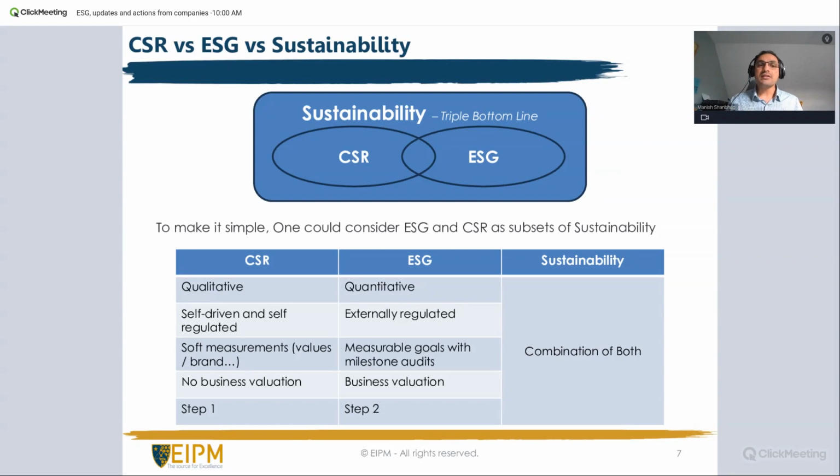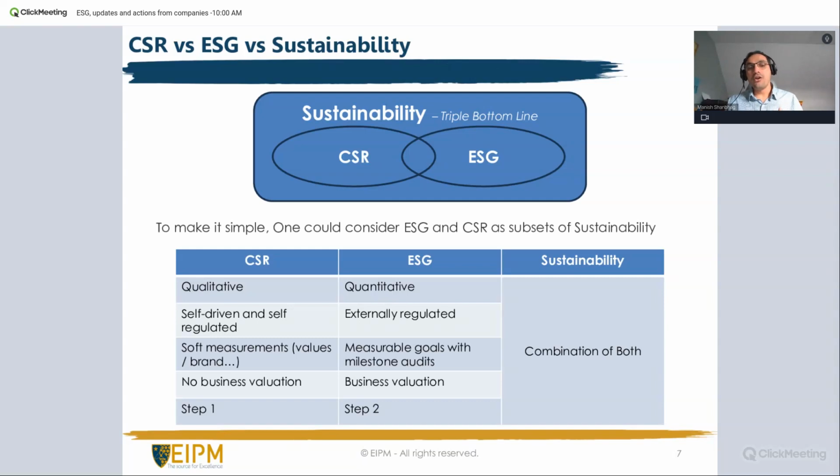Then you also have differences in measurements. ESG is very quantitative, whereas with CSR, we're talking about qualitative measures as well, which then falls on a bit of subjectivity, whereas ESG is a bit more quantitative. Okay, then that comes to the measurable goals with milestones, audits, and so on and so forth. Whereas the qualitative would eventually mean there are some soft measurements which talk about value and brand of the organization and so on and so forth.